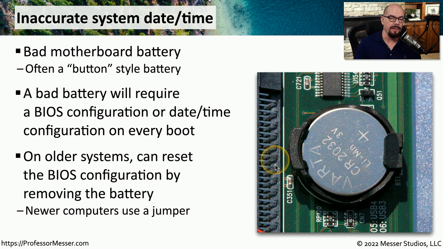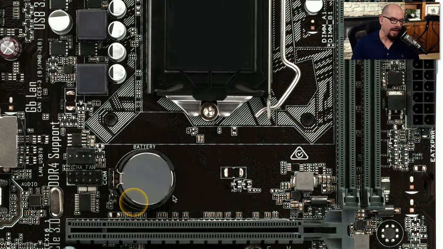If you're looking to clear the BIOS configuration, you may think that removing the battery would cause the BIOS to reset. But these days, the BIOS configuration is written to flash memory that's on the motherboard. And if you want to remove or erase that flash memory configuration, you'll need to short a jumper and restart your system. Simply removing the battery from the motherboard on newer computers does not reset any part of the BIOS configuration.